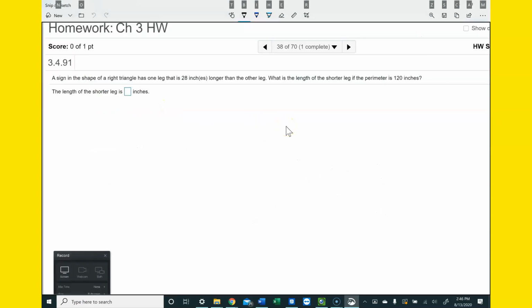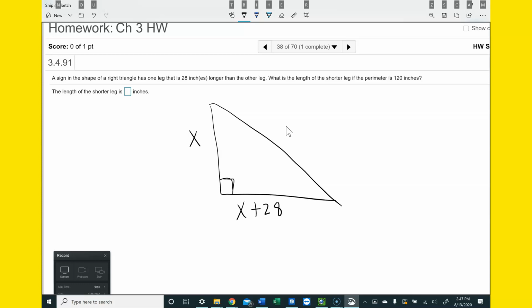All right, next problem. We're talking about a sign in the shape of a right triangle, and it gives me information. So I'm just going to draw this right triangle. Okay, a generic right triangle here. It says that one leg is 28 inches longer than the other leg. So I'm going to let one leg be X and the other leg be X plus 28. It says, what is the length of the shorter leg if the perimeter is 120? So the perimeter is 120.